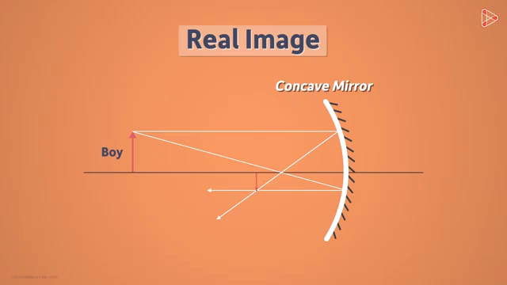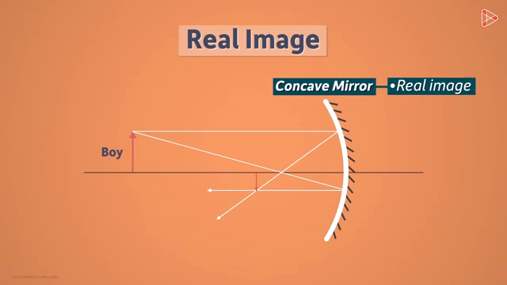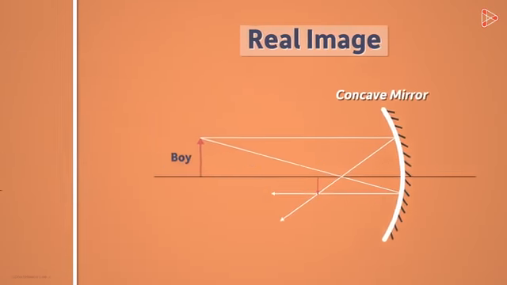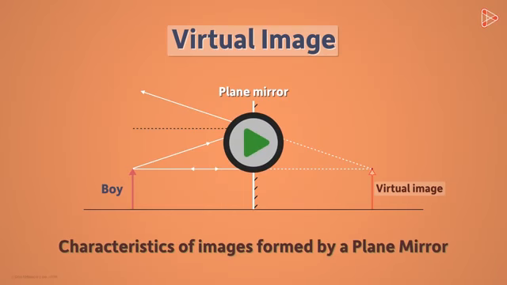I mentioned earlier that concave mirrors form real images. In fact, they form both real and virtual images. And what does it depend on? It depends on the distance of the object from the mirror. We will learn more about the real images formed by concave mirrors in our future videos. First, let's go back to our plane mirrors. This is only one of the characteristics of an image formed by a plane mirror. We will see more in our next video.